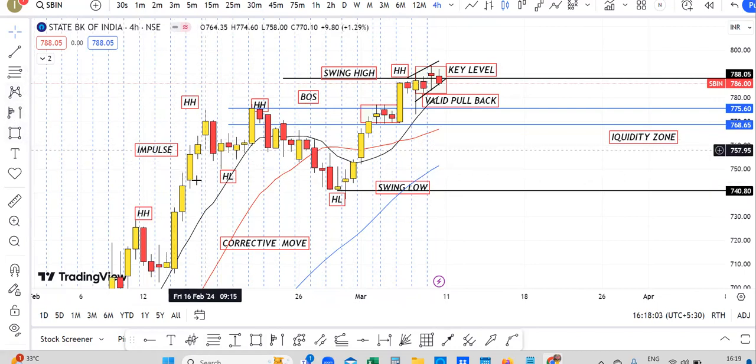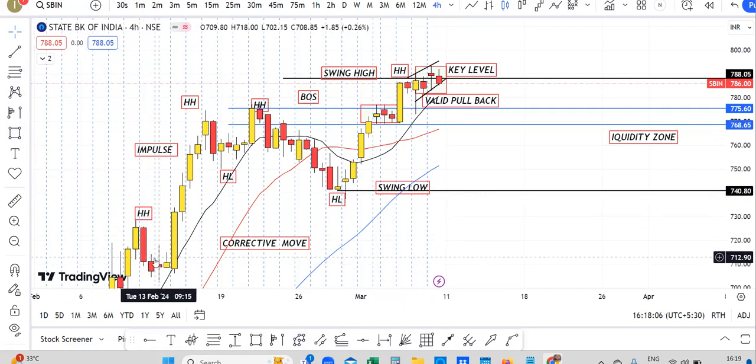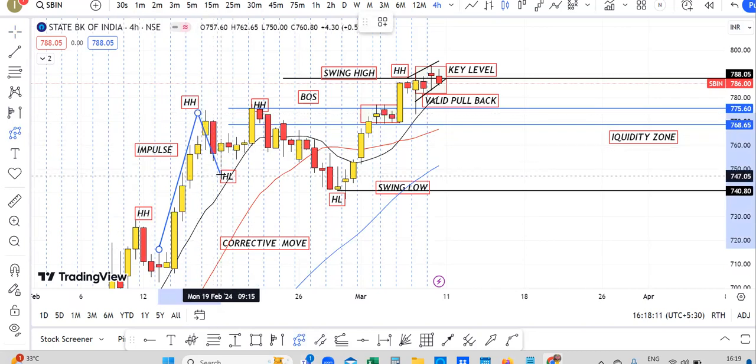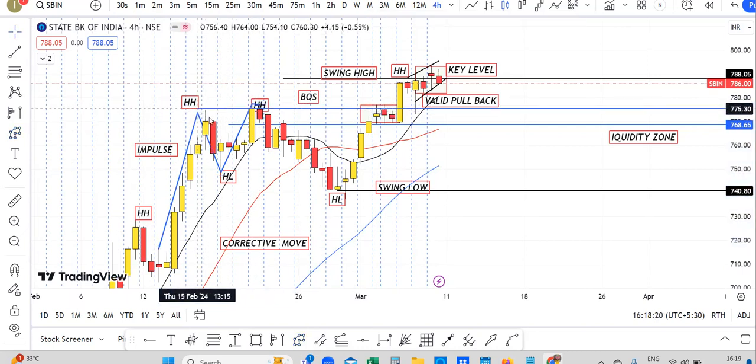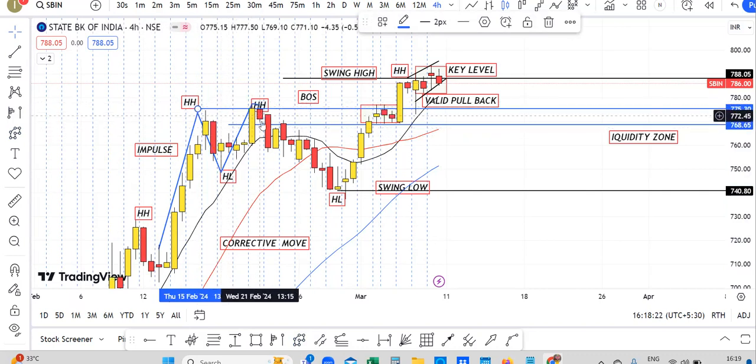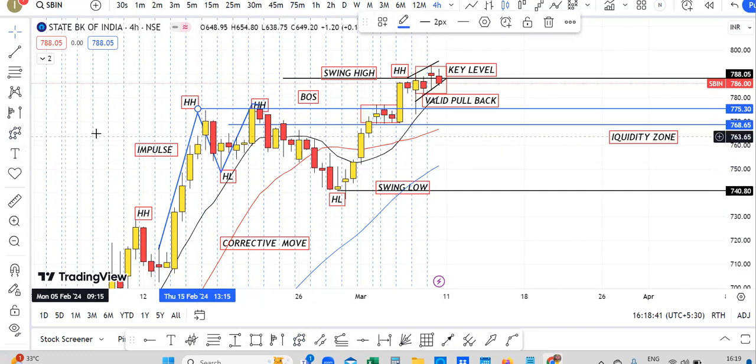See, here, first when the market made a high, it made a low. And later, it made an equal high. So you should remember this. This is a liquidity zone. I'll talk about that equal high. And then this is a valid pullback. Why? Because it has broken the low of the latest highest candle and reversed, the market reversed. So this is the area of the valid pullback.